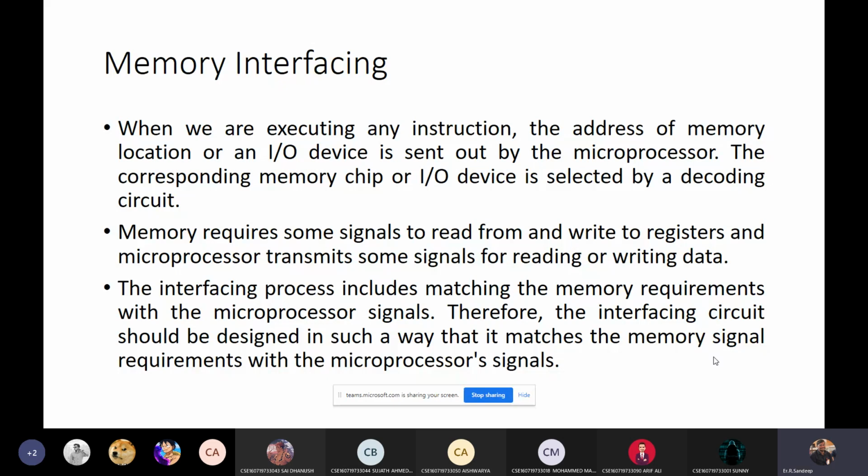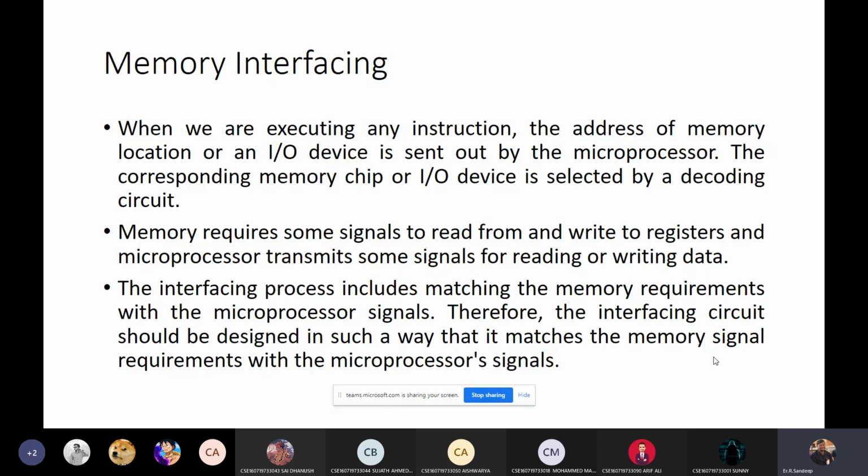Hope you understood. The memory requires some signals to read from and write into the registers, and the microprocessor transmits some signals for reading or writing the data. If you are connecting memory and IO to the microprocessor, the microprocessor will perform either a reading operation or a writing operation. So the interfacing process includes matching the memory requirements with the microprocessor signals.